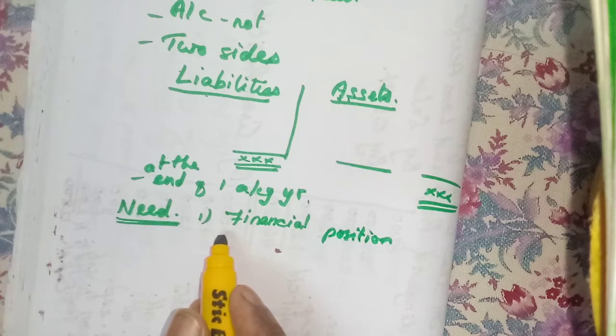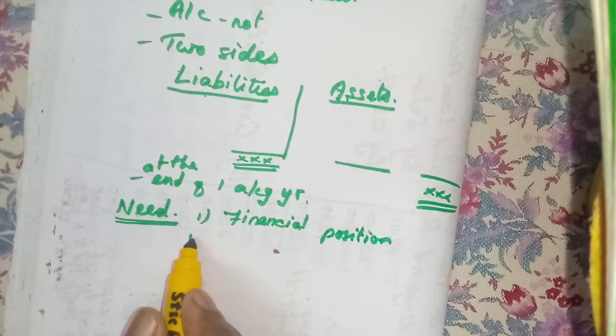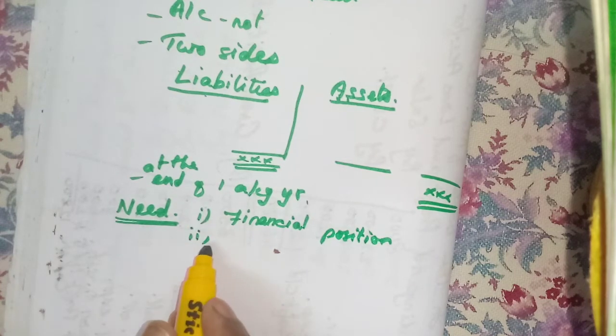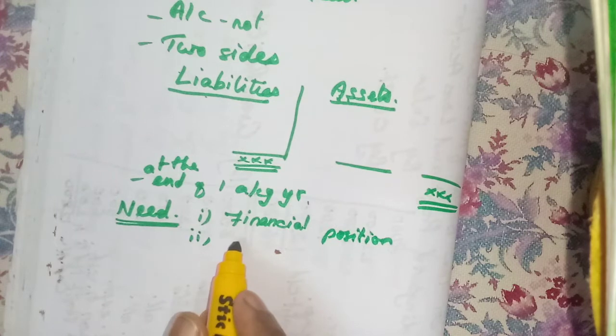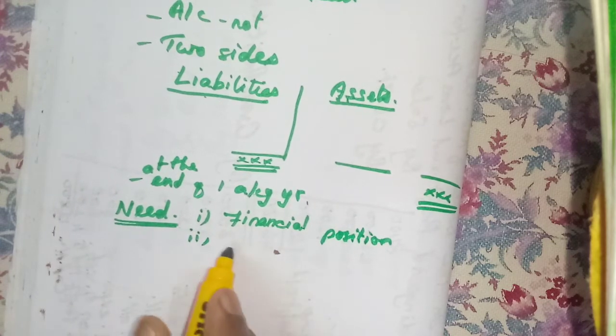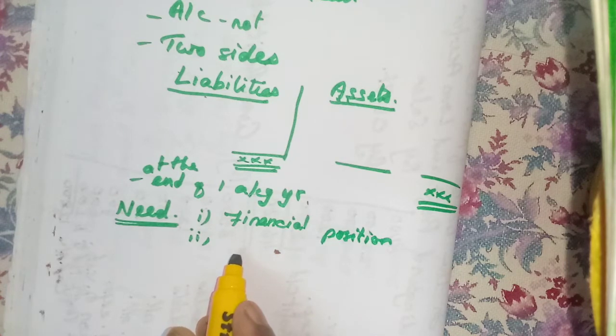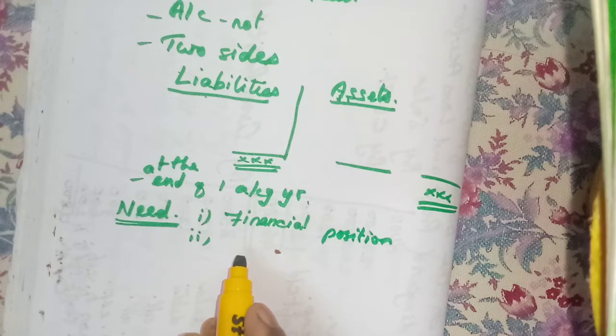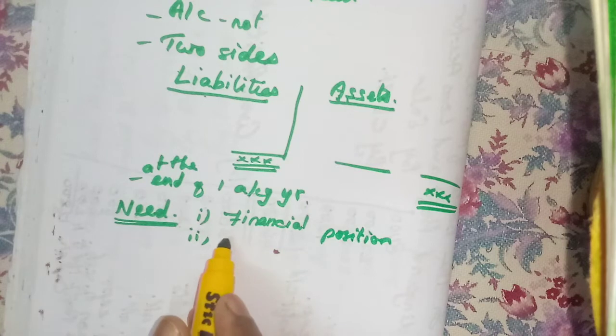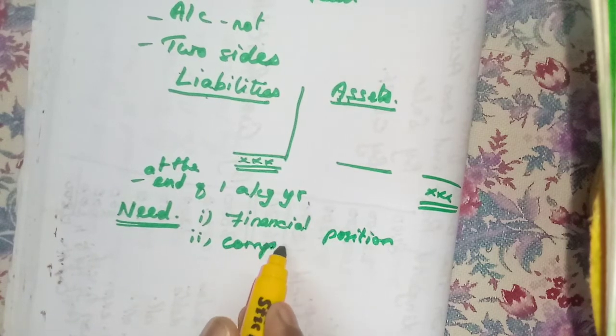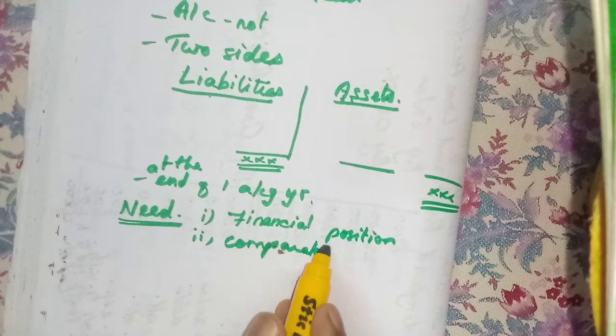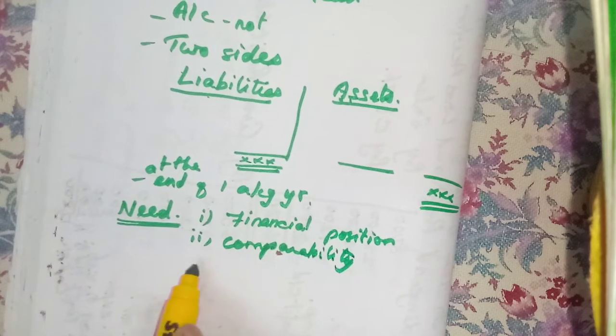Another need: we can compare the different items in the assets and liabilities. That means current assets can be compared with current liabilities. We can compare our items with other organizations' items or with the previous year's items. Comparability can be made with the help of the balance sheet.